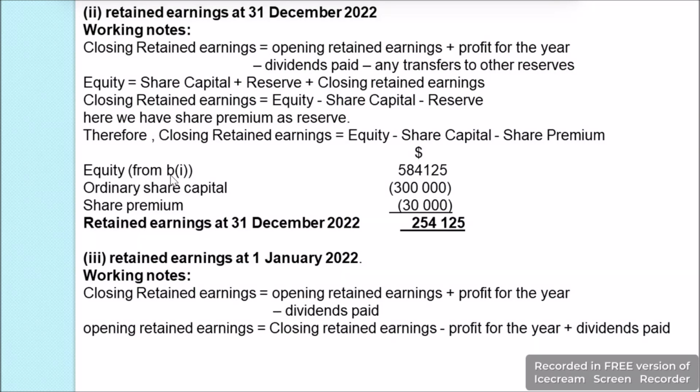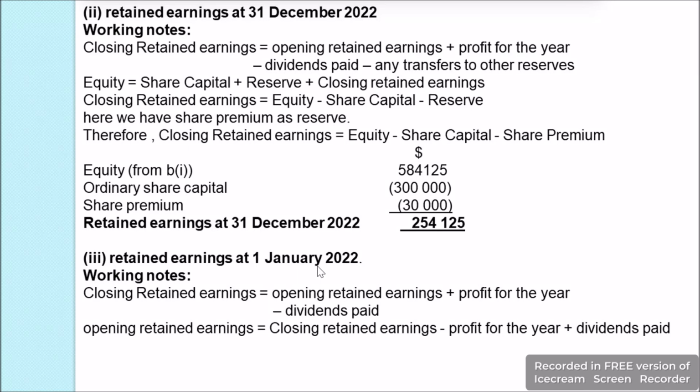So I told you in the first bit that here equity and net assets are equal, as we don't have intangible assets. So we'll take the value from bit 1, where it was $584,125, and the ordinary share capital, which was given as $300,000, will be subtracted. The share premium reserve, which was given as $30,000, will be subtracted. Now the retained earning, that is the closing retained earning, will be $254,125.